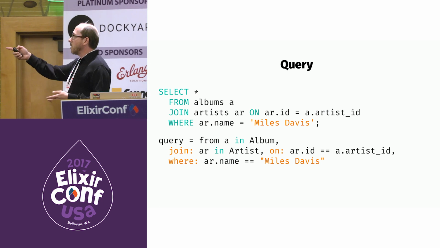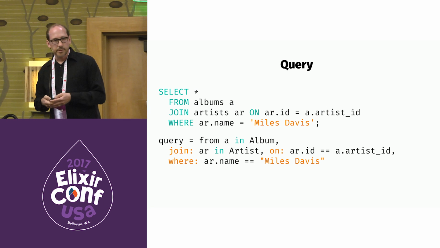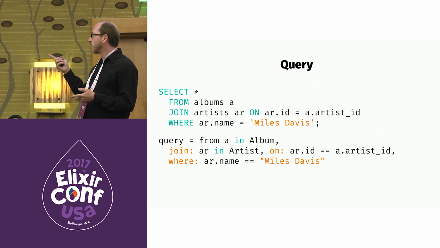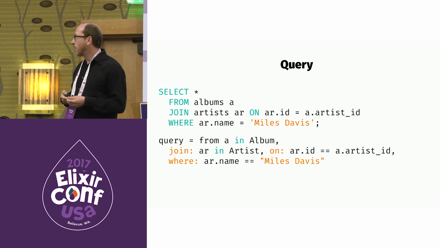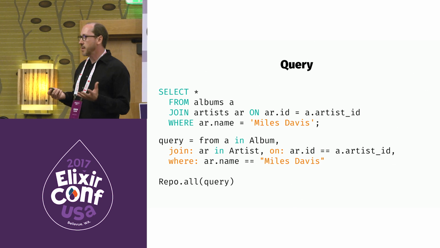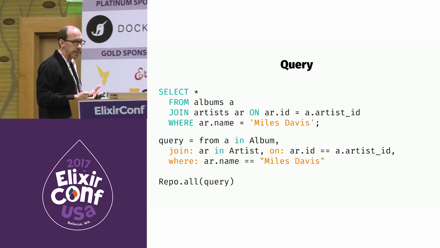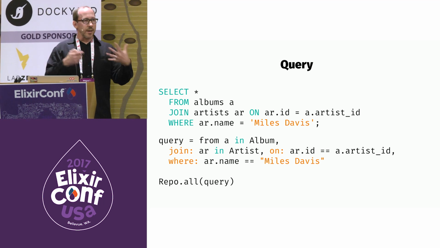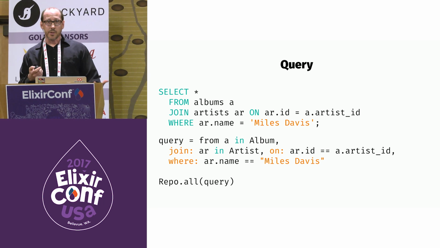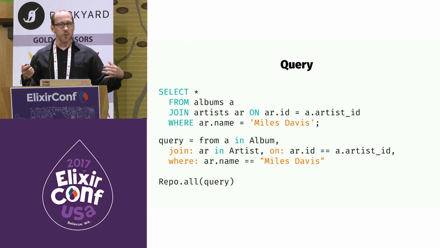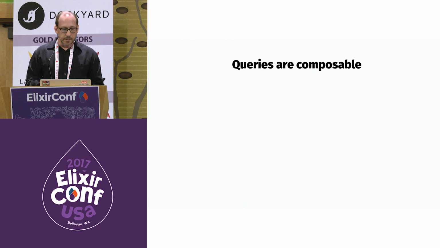Now at this point, the query is just a data structure, nothing more. It hasn't fetched anything. No databases have been harmed in the making of this query. Nothing happens, again, until we hand it off to repo, and then it gets fulfilled. Now, because it's a data structure, that means that we can manipulate it and change it and build on it before we send it off to the database.